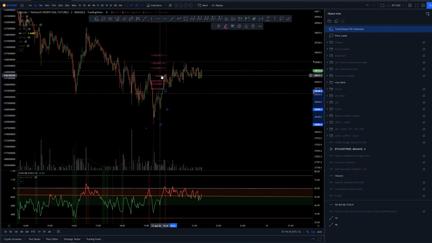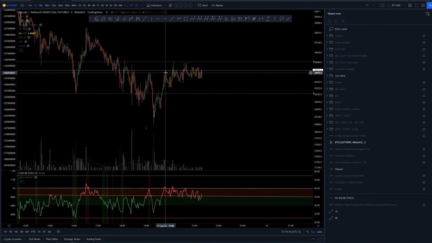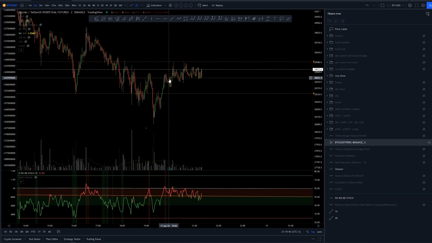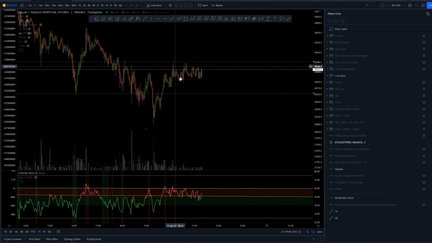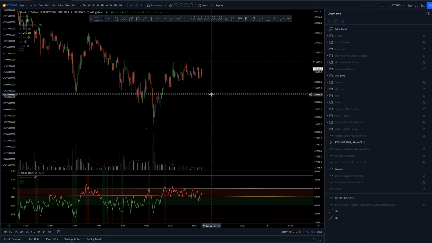Here we would have gotten the 1-to-1 above the extension for the wave 3, so that makes it longer. Our largest wave here, again, it doesn't need to be the largest, but it can't be the shortest one. Wave 4 and then wave 5. And now we'd be looking for a small pullback before higher.